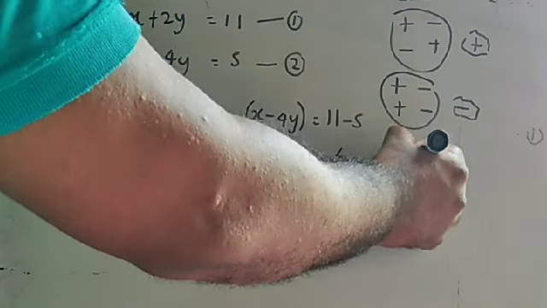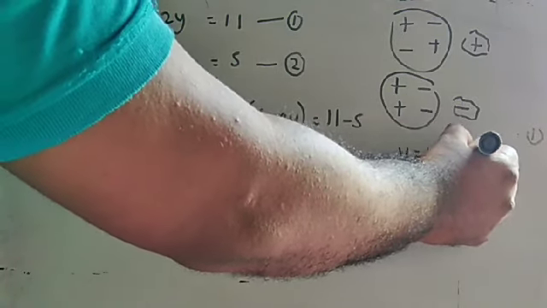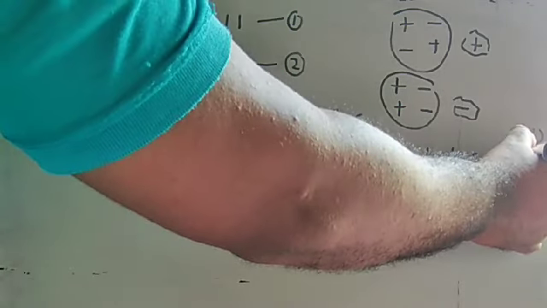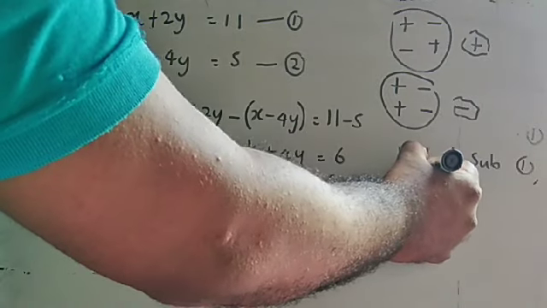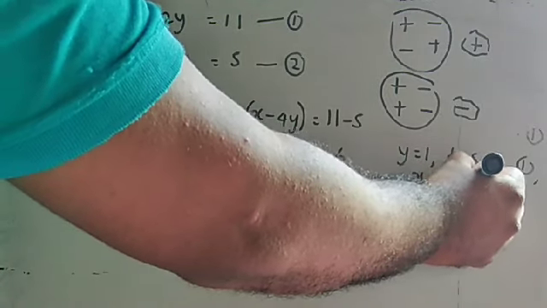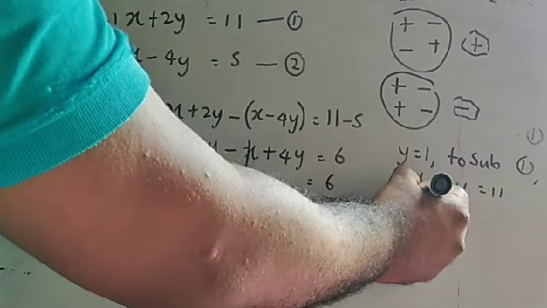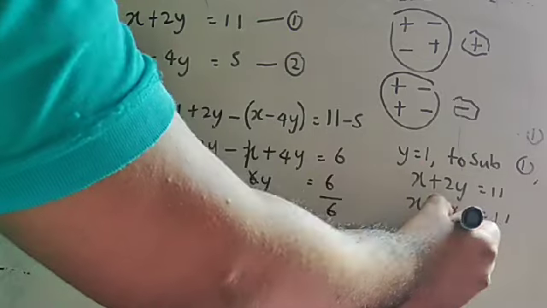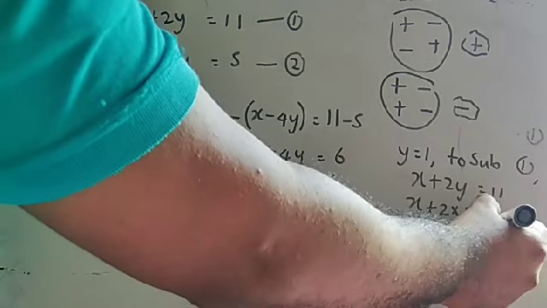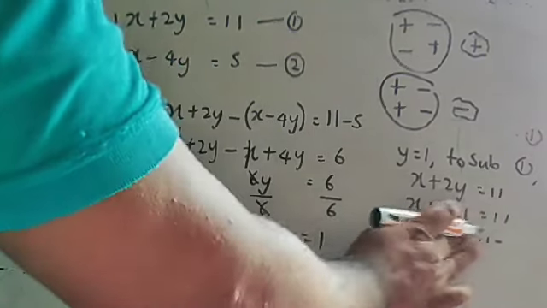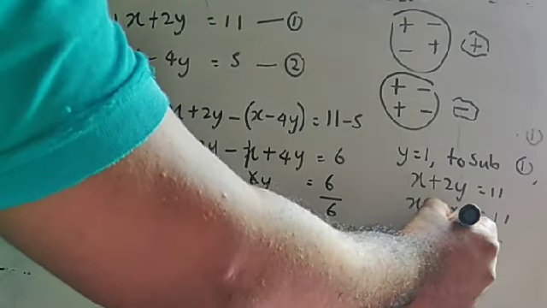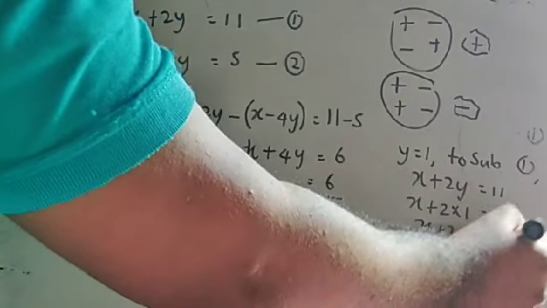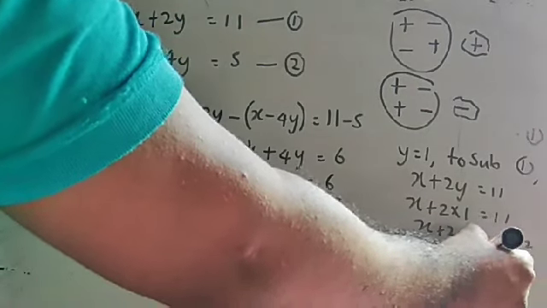Now y is 1, to substitute, it is easier in the first equation, right? What is the first equation? x plus 2y is equal to 11. Now when substituting, x plus 2 into 1 is equal to 11. Now x plus 2 is 11, so 11 minus 2, no? To cancel plus 2, add minus 2 to both sides. Then x is equal to 11 minus 2, 9. The value of x is 9.